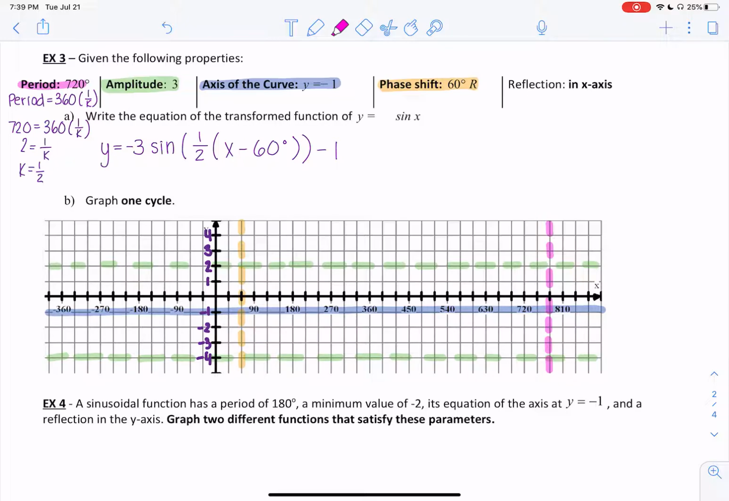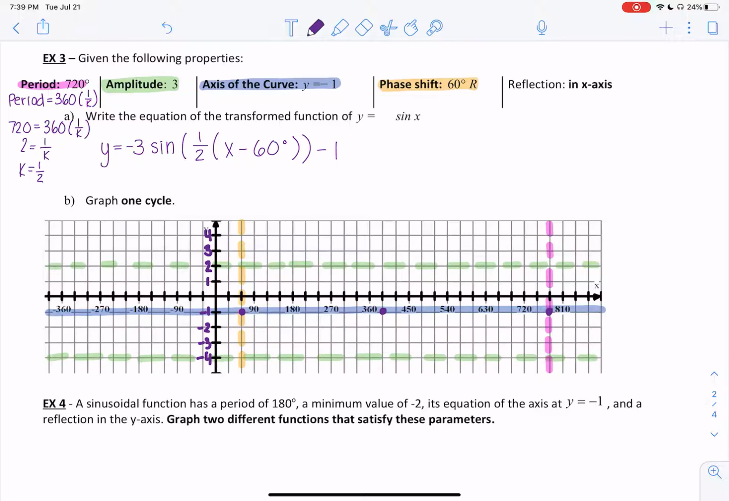There we go. So now we have a sine curve. So we know that we start on our axis. And then right in the middle will also be at the middle again. So we'll have right at 390. And then we have another one over here.